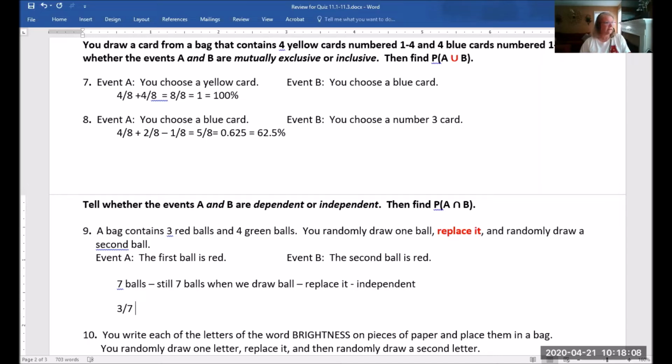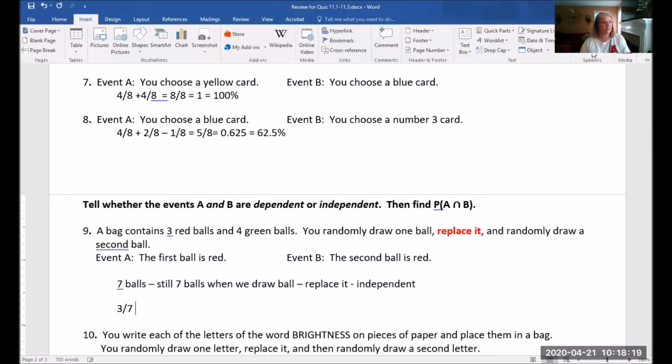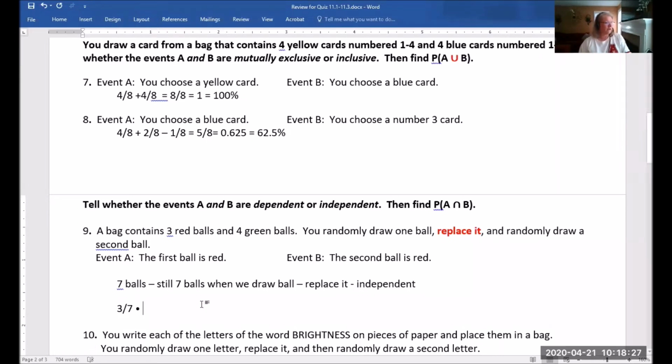What do we do with and statements, y'all? Do we add or do we multiply? That's one of the differences. Multiply. We multiply. So that's another thing that you guys got to keep straight in your head: when we're dealing with and statements, we're not adding or subtracting. We are multiplying, okay? Really, really key piece of information, okay? So then it says we're going to replace it. So how many balls do we still have in the bag?